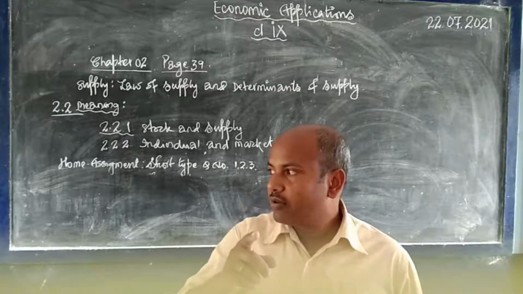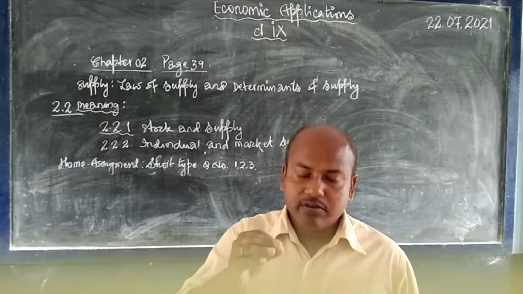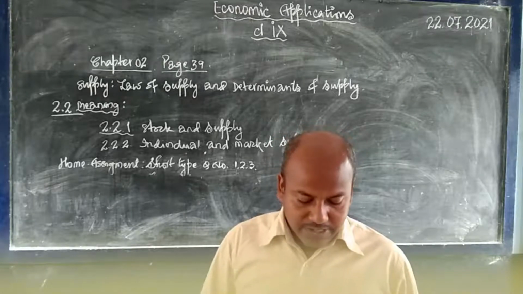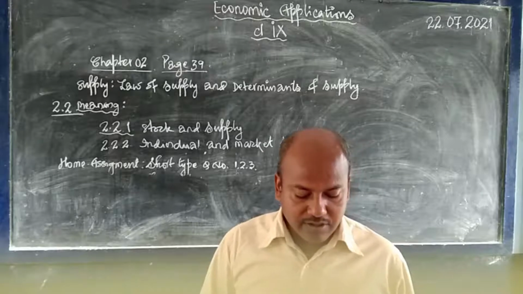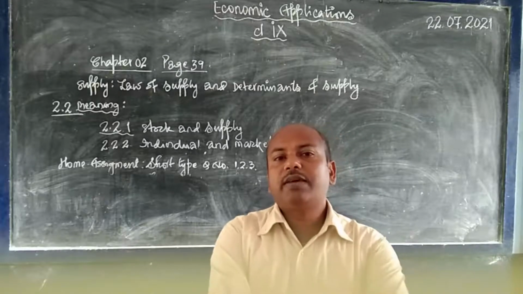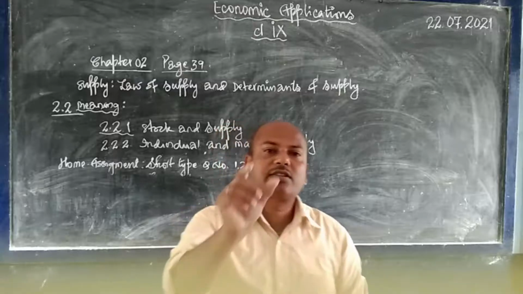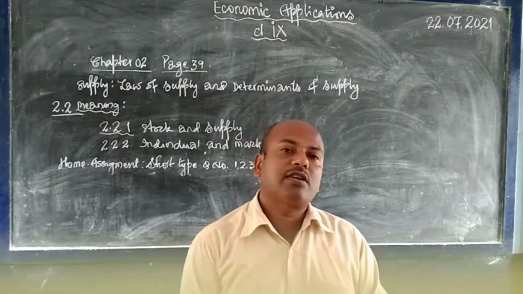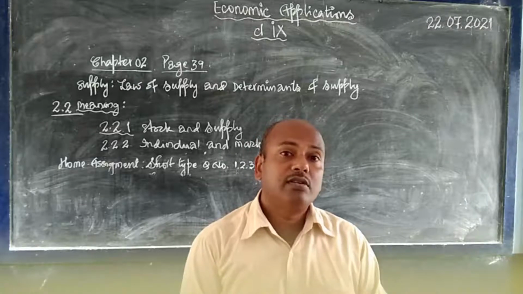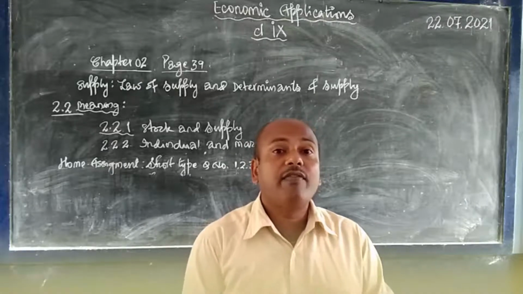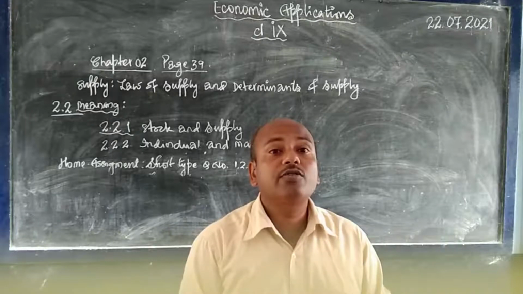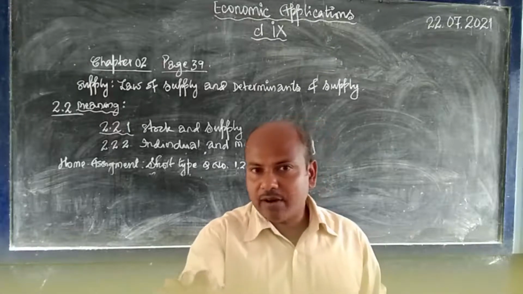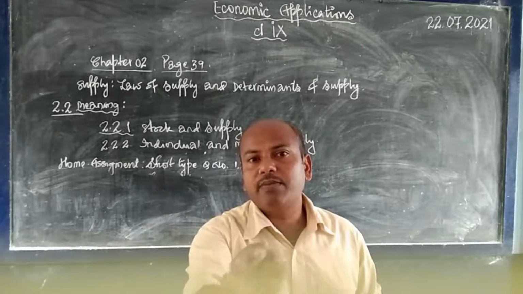Willing to produce and offer for sale at different prices during a particular period of time. So in this definition you have certain basic terms. So what is supply? Supply of a particular commodity refers to the quantity of a commodity which the producers are willing to produce and offer for sale at a particular price at a given point of time.